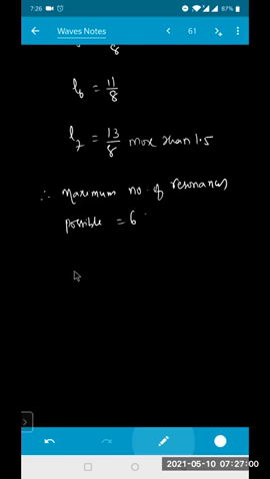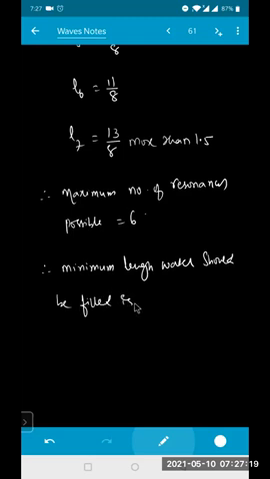So what should be the minimum length of water to be filled, beta? Can you tell me? Therefore, the minimum length of water to be filled is 1.5, that is 3/2, minus 11/8. The LCM is 8. So this will become 1/8. So the minimum length should be equal to 1/8. Is that clear?